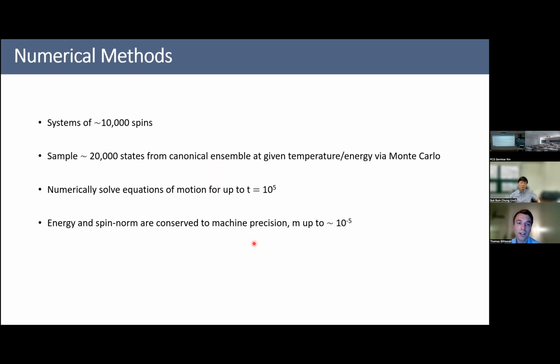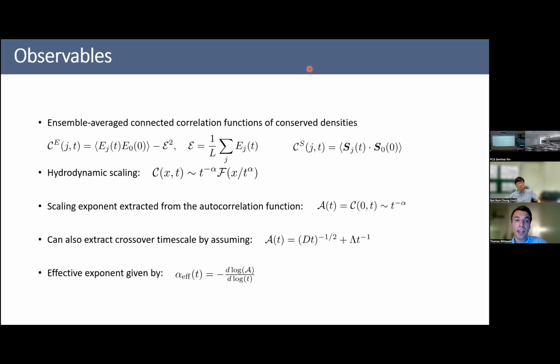And a technical detail: in principle, all these simulations are of course numerical, but they conserve all the conservation laws we care about well enough on a physical level. And with that, let me go into some of the results that we find. So I'm going to start with the observables. Again, we look at the energy correlation function and the spin-spin correlation functions.